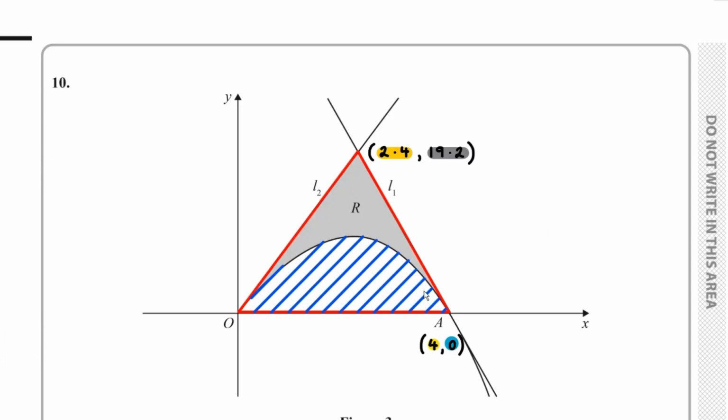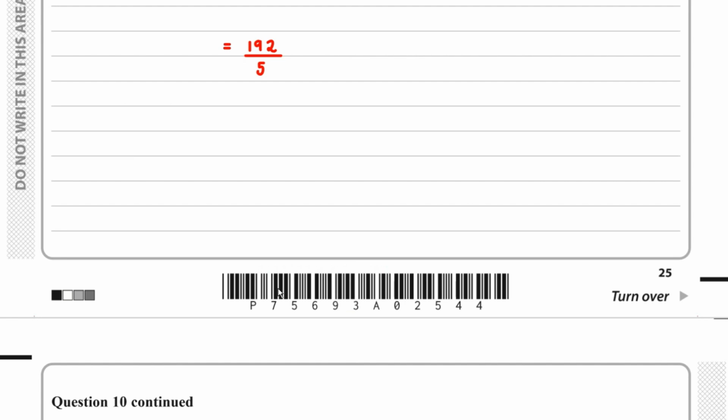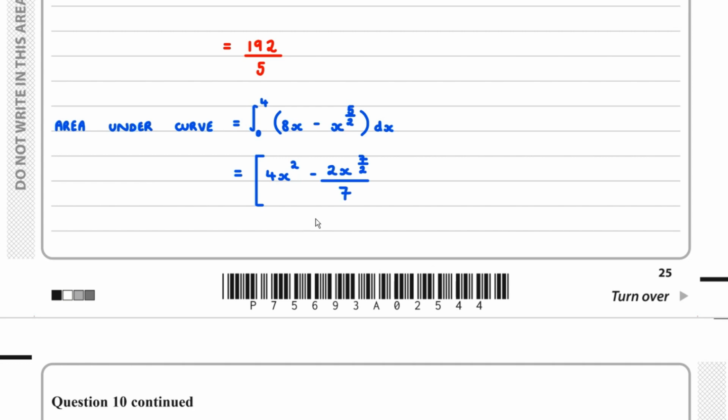To find the area under the curve, we need to integrate the curve between 0 and 4. So we have the area under the curve given by the integral of 8x subtract x to the 5 over 2 with respect to x between 0 and 4. Now if I integrate 8x, I end up with 4x squared, and if I integrate negative x to the 5 over 2, I end up with negative 2x to the 7 over 2 over 7, and I need to evaluate this between 0 and 4.